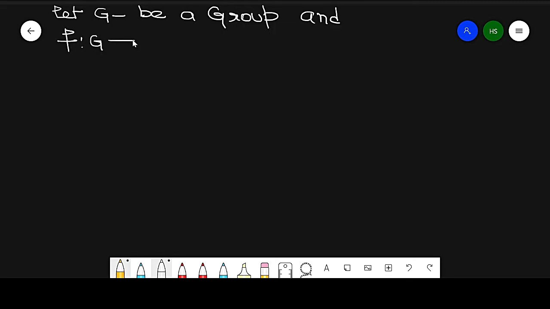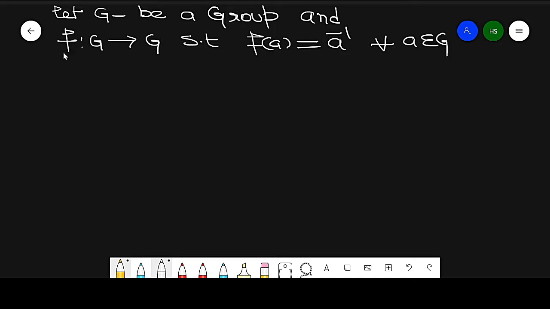Now this is our first result, this is our second result. After that, we have an example. Let G be a group. I think we already proved this example. So if G be a group and F is mapping from G to G such that F of A is equal to A inverse for every A belongs to G.